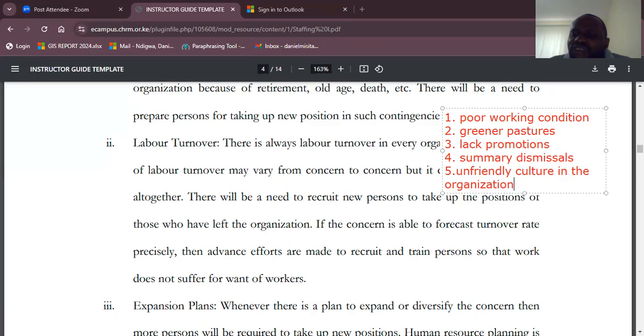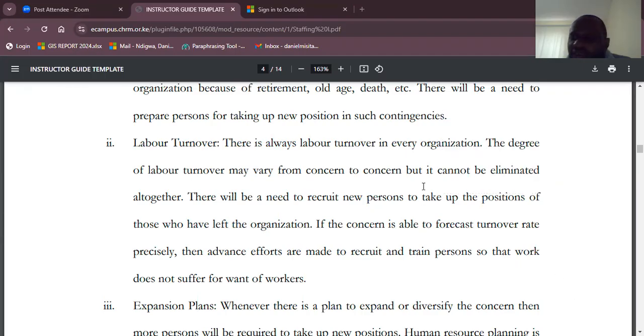Other reasons could be that employees are not paid well. Remember, one of the leading motivators of any employee in an organization is the financial aspect. So if you don't pay your employees well, then they will not be able to cater for their needs. And this might force them to start thinking on how they are going to leave that organization, which is very, very dangerous.